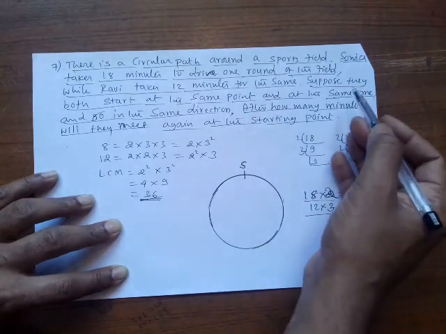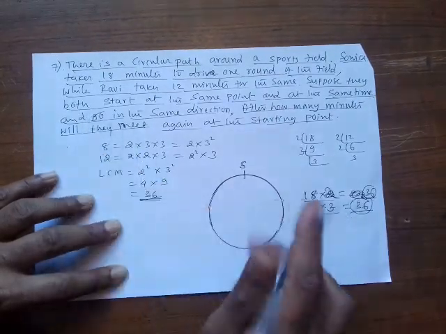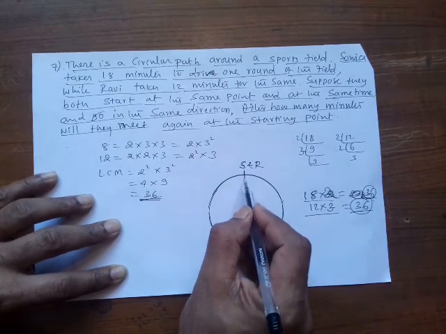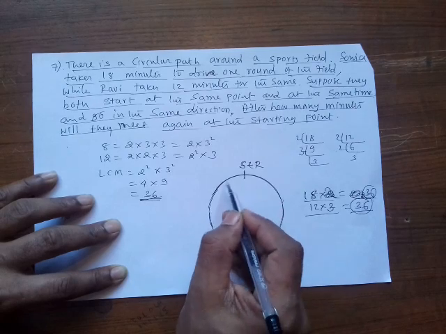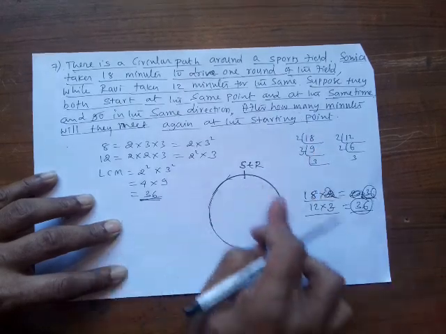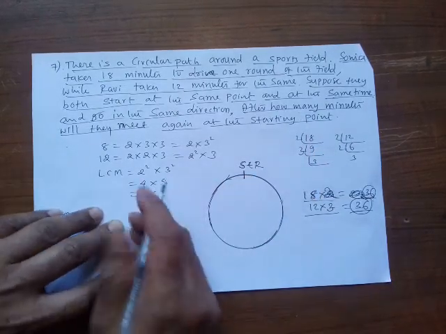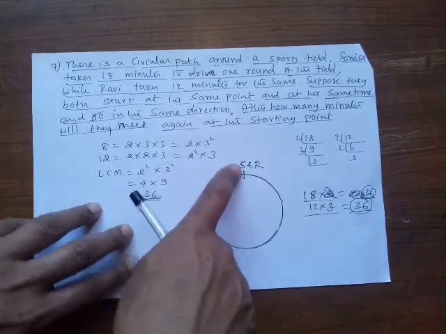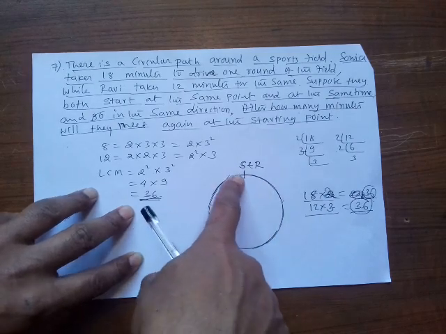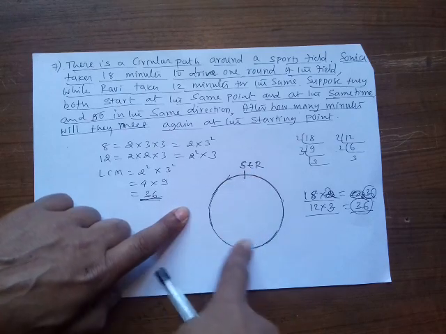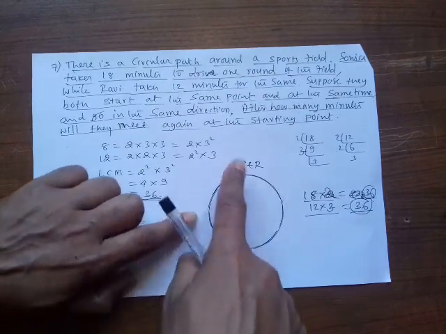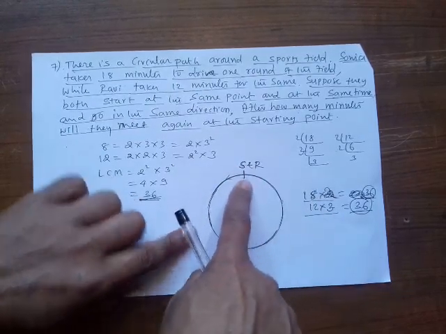Suppose both of them start at the same point. Both Sonia and Ravi start from the same point at the same time and go in the same direction. After how many minutes will they meet again at the starting point? See, Sonia completes the circular path every 18 minutes. Ravi completes the circular path every 12 minutes. So after how many minutes will they meet again at the starting point?